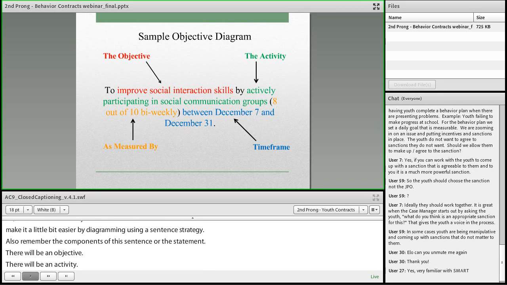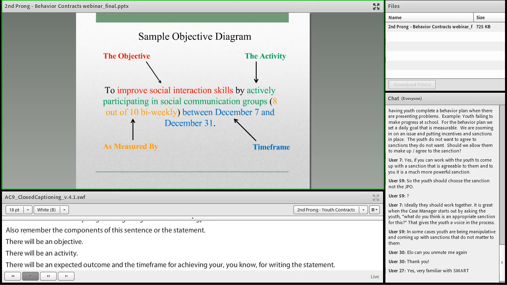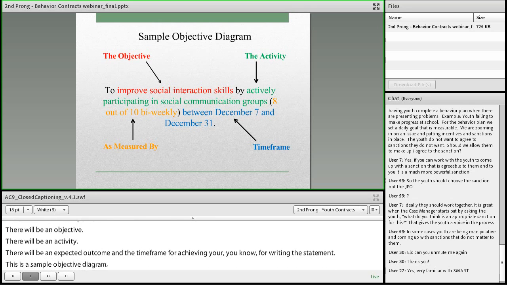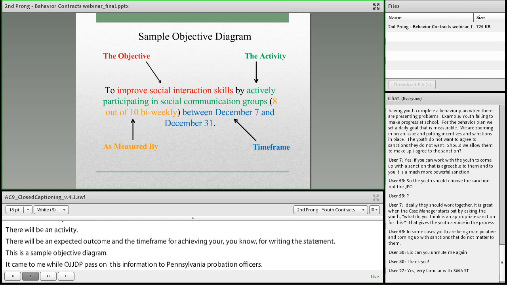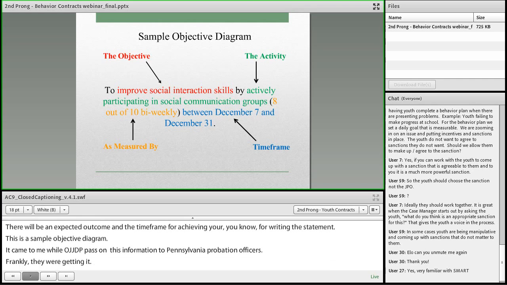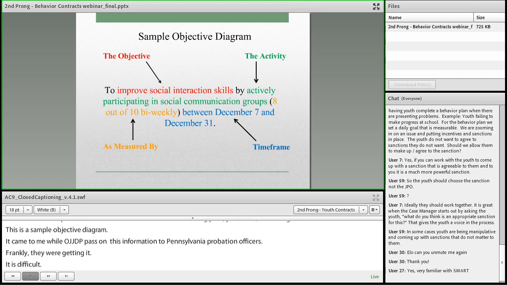So this is the sample objective diagram. It came to me when I was trying to pass on this information to Pennsylvania probation officers, and frankly, they just weren't getting it. It was very difficult, and it's not to say there's anything wrong with Pennsylvania probation officers. They're great. But as I said, this is a difficult thing to do. So as an example, I hearkened back to when they taught us to diagram sentences.